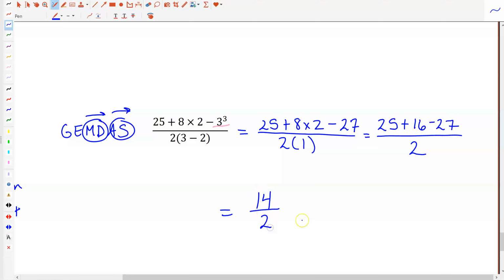Downstairs, I just have that 2. Now that I have gotten this down to a single number, both upstairs and downstairs, finally I can do this division. 14 divided by 2 is 7. So my final answer for this problem is 7.